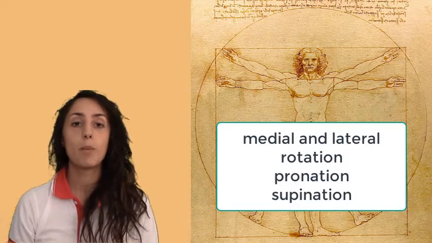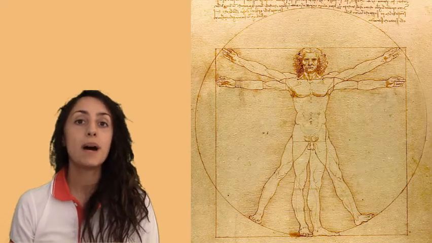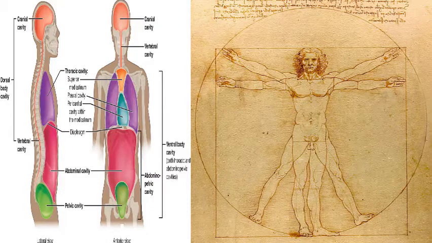Our body is also made of different cavities. The body cavities are the dorsal cavity that protects the nervous system, and it has two subdivisions, which are the cranial cavity, that protects the brain, and the spinal cavity that protects the spinal cord.